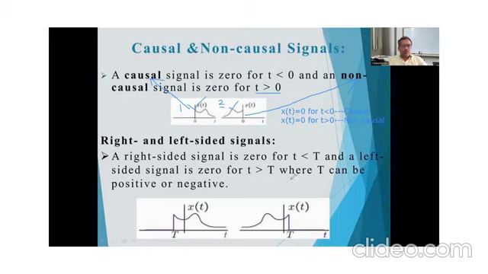In a similar way, right-handed as well as left-handed signals. A right-handed signal is 0 for t less than T. This is a right-handed signal. The signal only exists on the right side of t. Hence, it is called a right-sided signal. As well, a left-handed signal means the signal exists only for the negative side of t. Hence, it is called a left-sided signal.